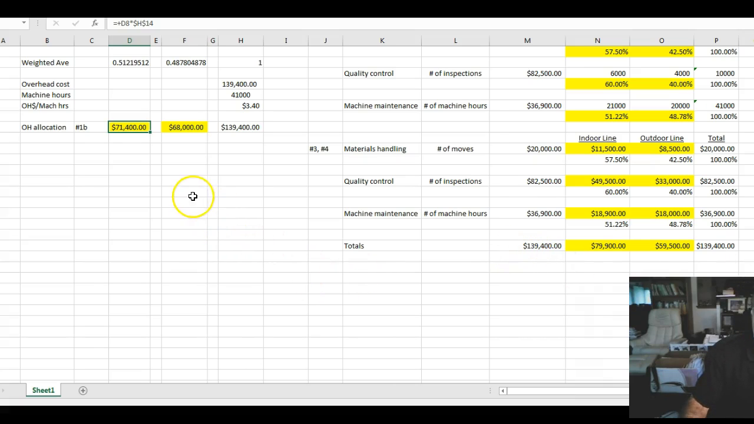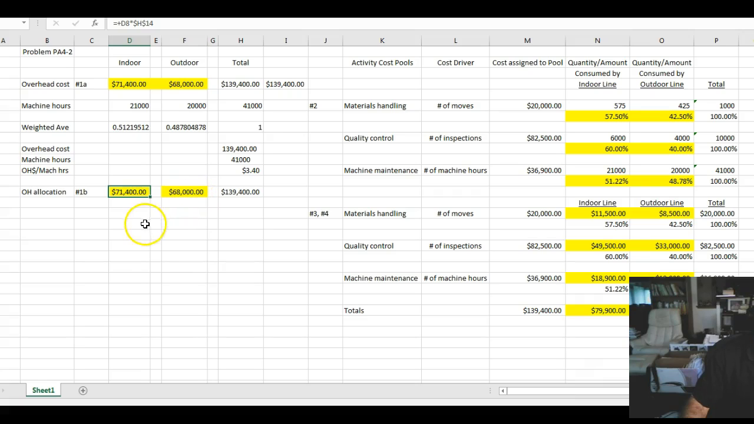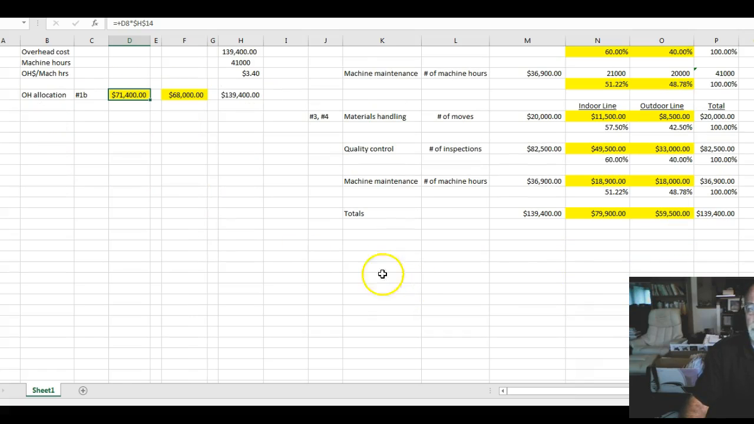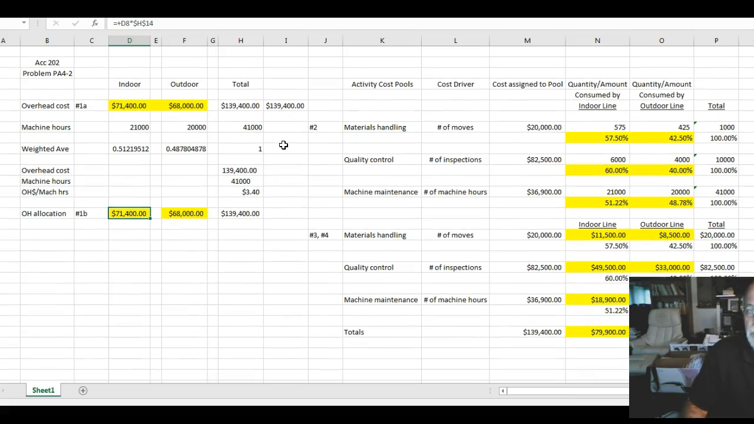Is there an advantage using traditional? Of course, in traditional cost allocation, it's quicker and simpler, and you get a number that is in the ballpark, although different. And I think that's it. I hope this works.